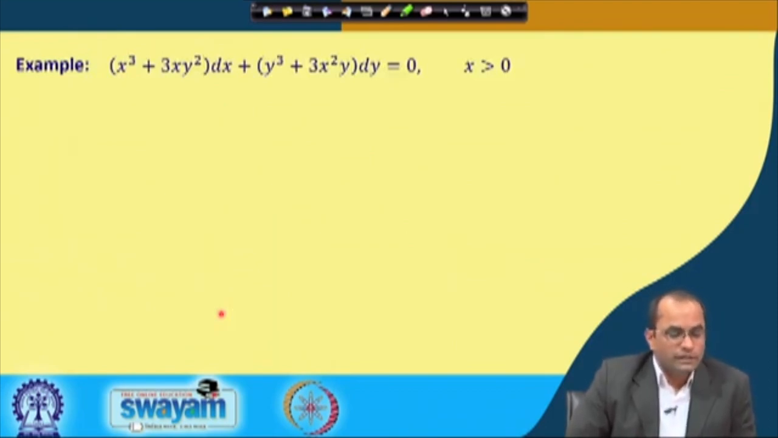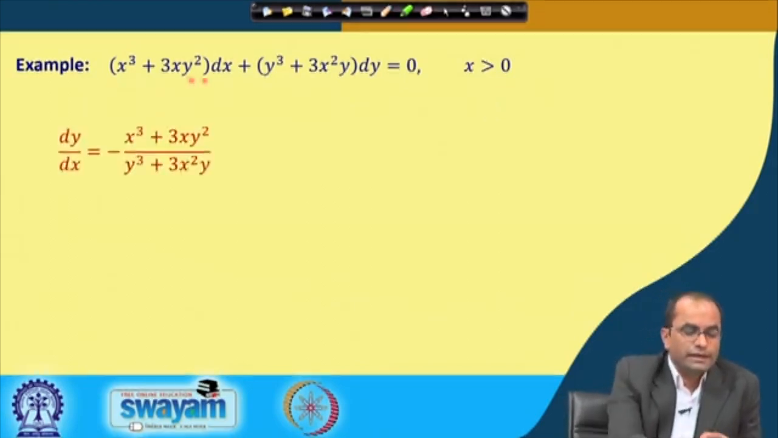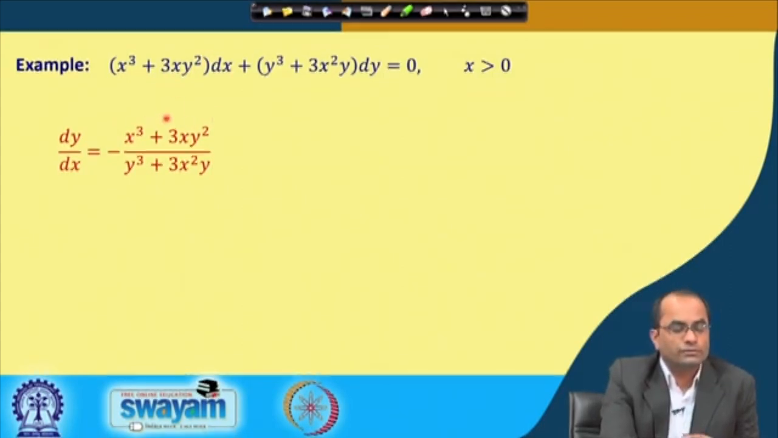So, we go through an example of this homogeneous differential equation. If we rewrite this equation in the dy over dx form by dividing by the differential here, dy over dx will be minus, because this term will go to the right hand side, with a minus sign, x cube plus 3 x y square, that is the numerator term here, divided by y cube plus 3 x square y.